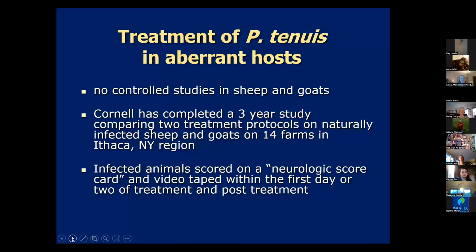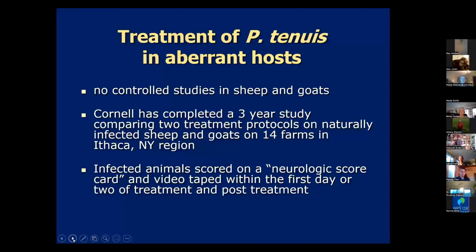We chose farms that were within a 30-mile radius, I think, of Ithaca. And we chose farms that had all had experience with deerworm before, because the farmers were going to have to identify that they thought the animals had deerworm. And we looked at 2 different treatment protocols for it.